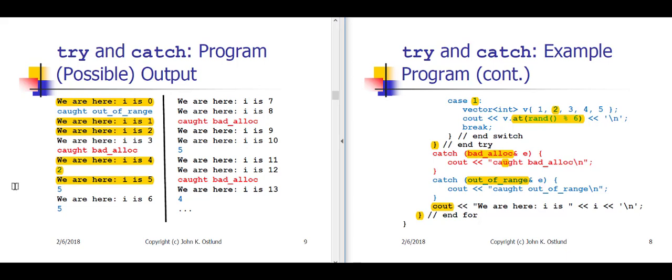And this continues in the same vein. Apparently we access the vector twice more successfully. We see another blue 5, and "we are here, i is 6". We see yet another blue 5, "we are here, i is 7", and so on and so forth. And this continues for 1,000 iterations.